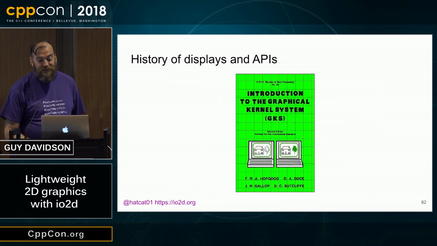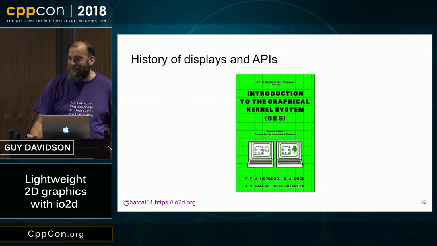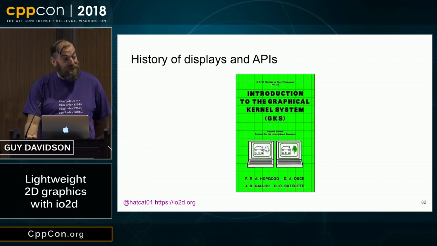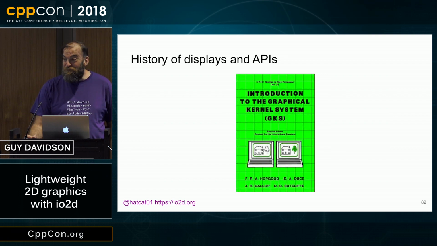But in 1977, the Graphical Kernel System was the first ISO standard for low-level computer graphics, finally ratified 8 years later in 1985. It formed the basis of Digital Research's GSX. Anyone use that? I'm really old, aren't I?